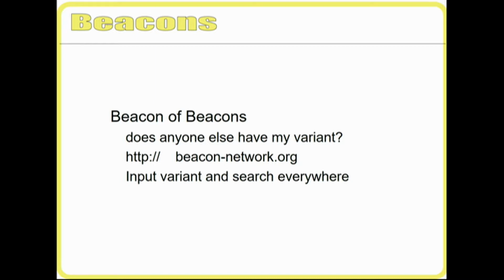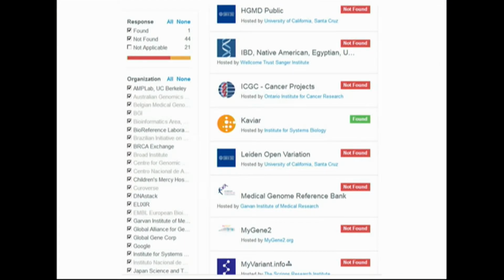And the Beacon network has a network of, when I made this slide, it was 44. Last time I looked, it was 54 different beacons that are out there. And you can go to beaconnetwork.org, put in your variant, and it'll search all of those beacons and come back with, in this case, I found one out of the 44 said yes. And this was the Caviar database at ISB in Seattle. And so if I was interested then in talking to somebody about the variant, I go, that's great. One person's got it, let's talk.